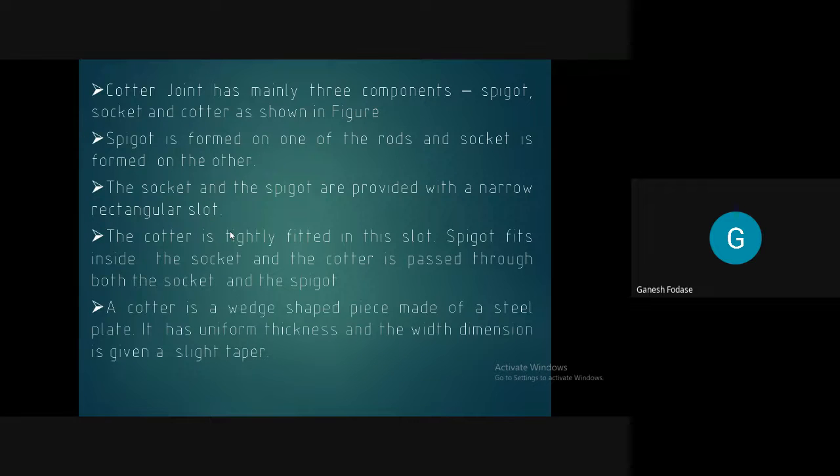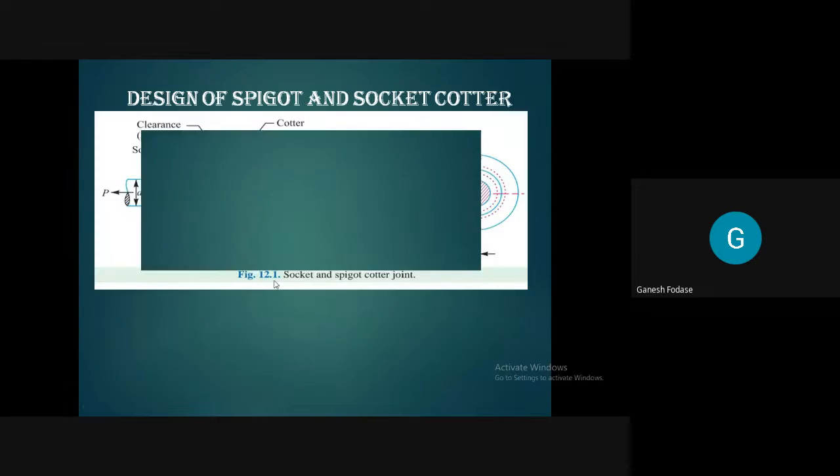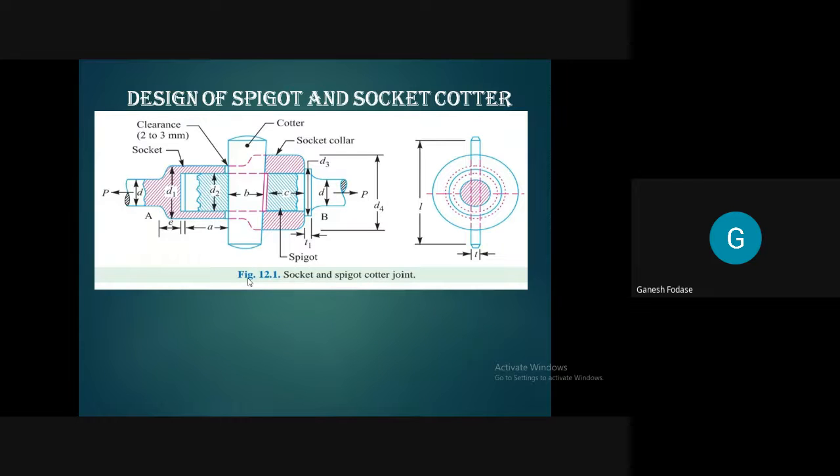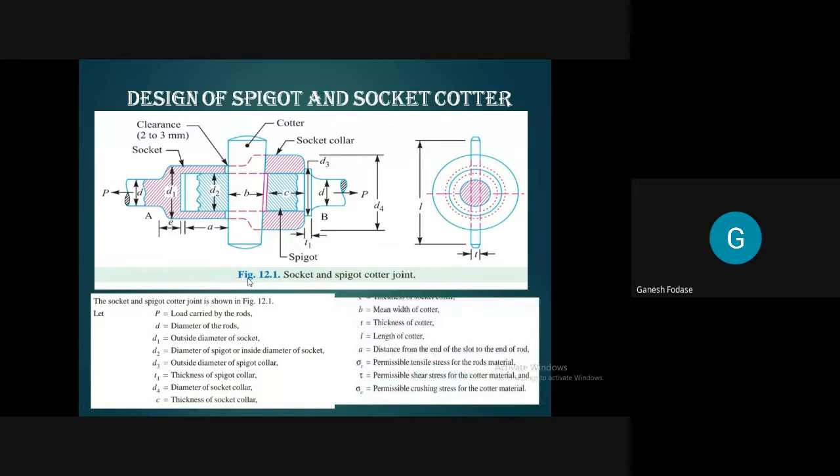This is important. The quarter becomes tight in the slot due to wedge action. Now this slide is important for all of you. Why? Because here all dimensions are discussed.